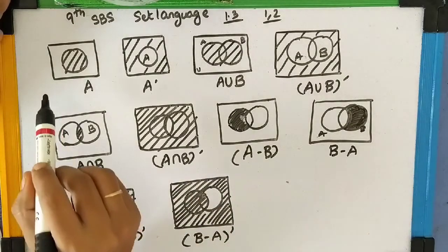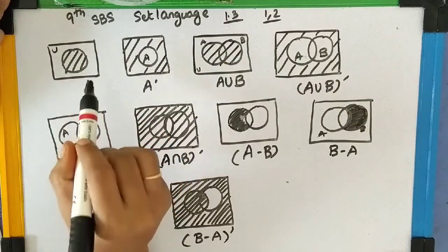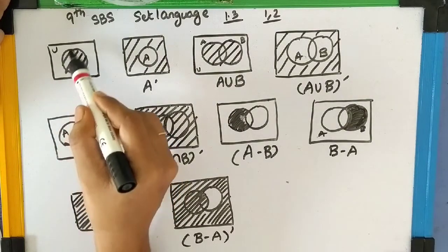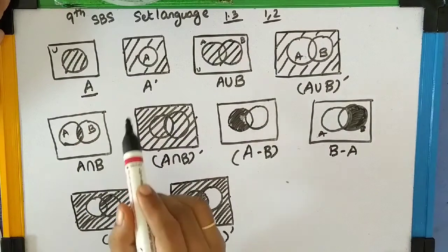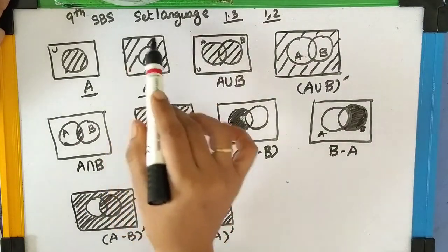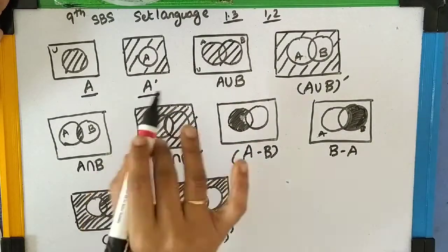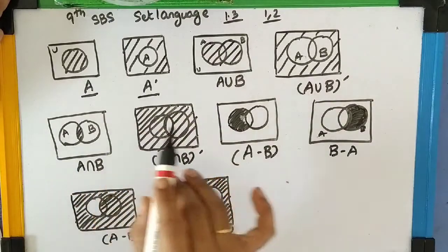So the first Venn diagram is A. For A we have to shade only A. A is inside the universal set and we have to shade only A. What is A dash? We have to shade the entire universal set except A. That is A dash, other than A.